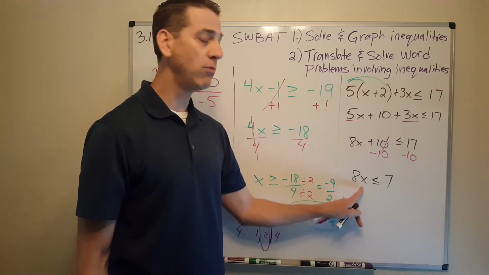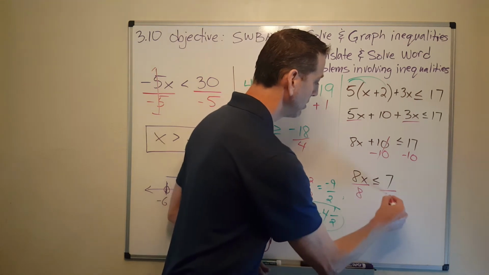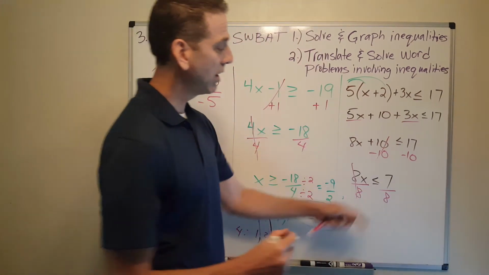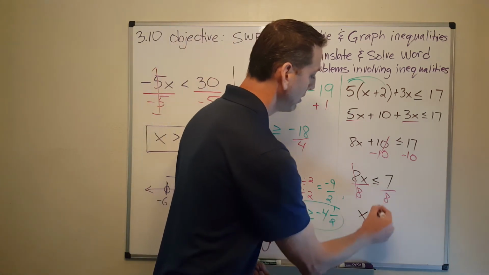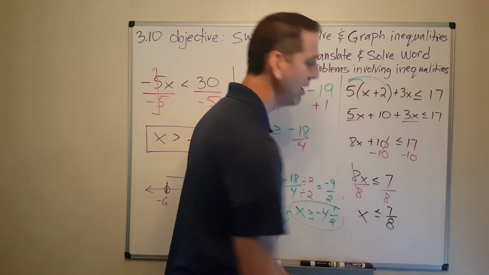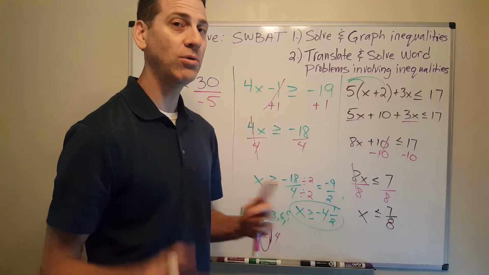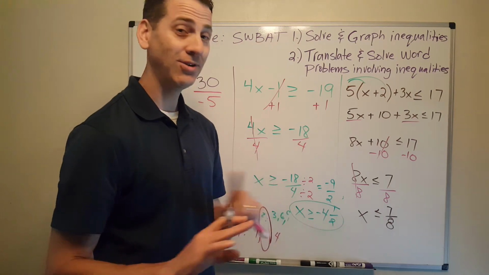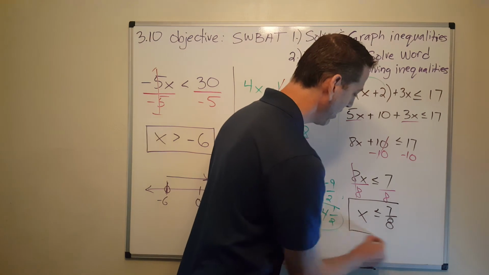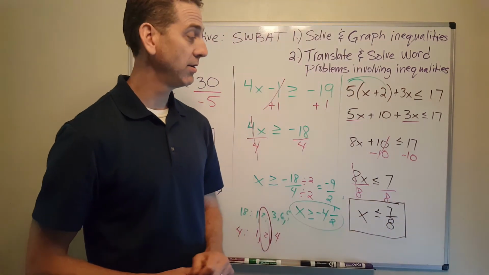Now, I just have multiplication, so I do the inverse, which is division. It's going to reduce to 1. So I get x is less than or equal to 7/8. Is that what you got? Do I reverse the symbol? No, I don't. I did not divide by a negative. So that is my solution to my inequality.